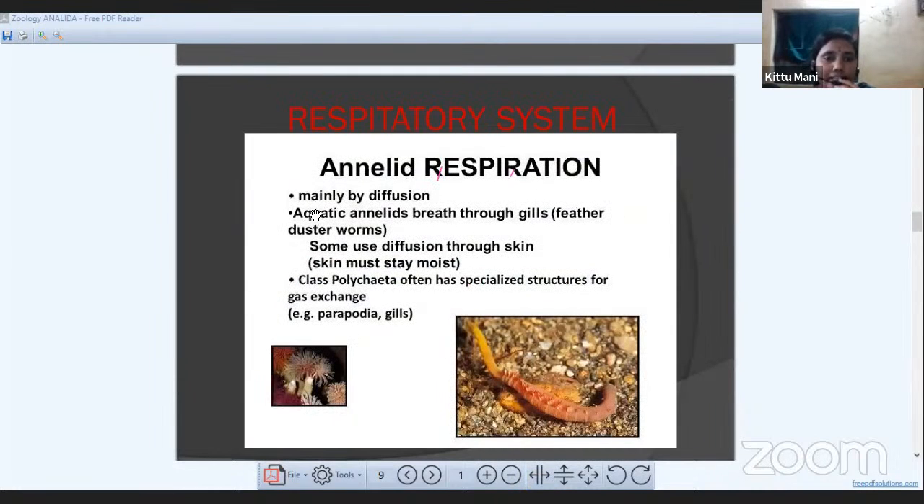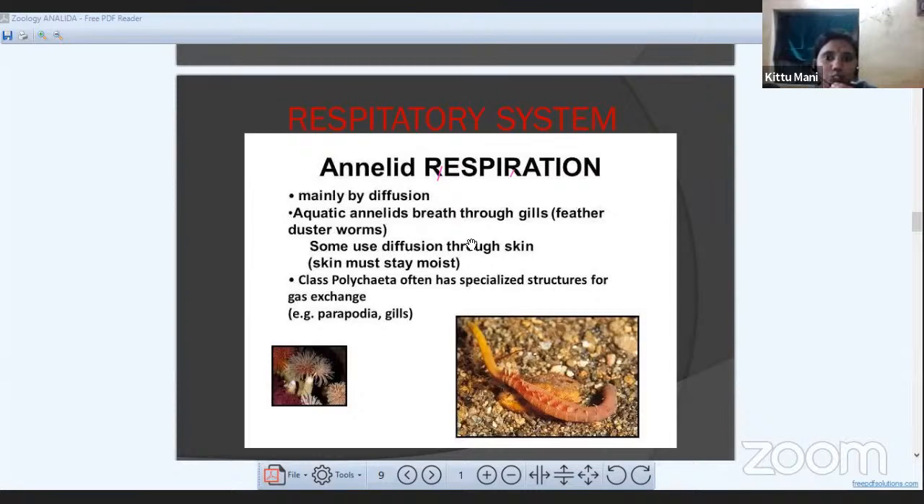Okay, students. Next, what about the respiratory system? Respiratory system of the annelids. Here, the respiration is mainly by diffusion. Which type of respiration will we observe? Diffusion. Diffusion means what? We already learned in our lower classes also. What is diffusion? The spreading of the molecules from one place to another place. Here also oxygen and carbon dioxide spread.